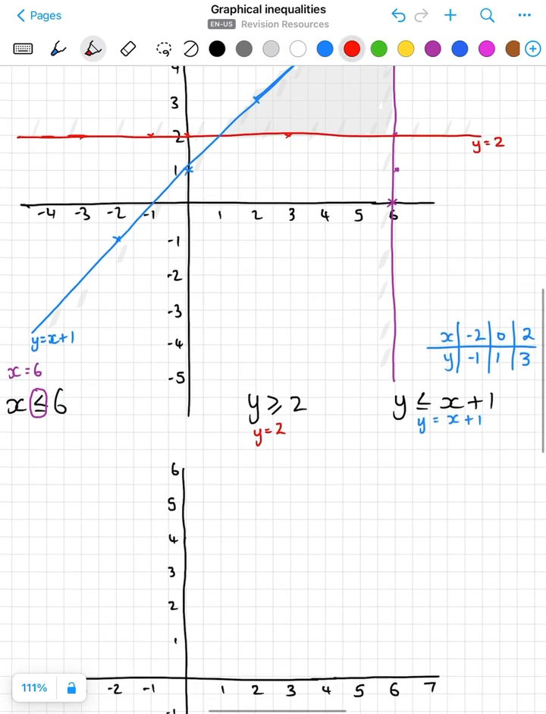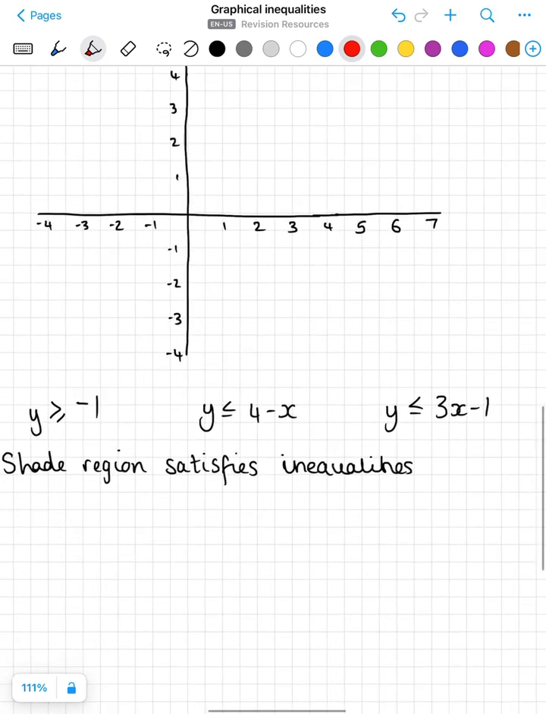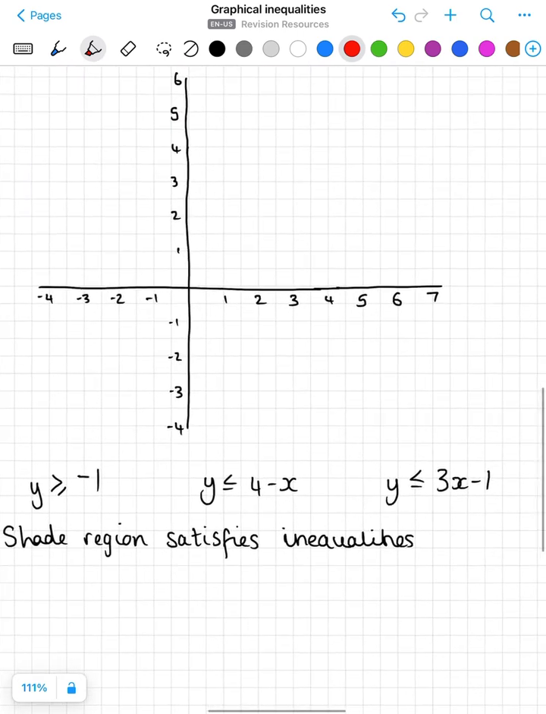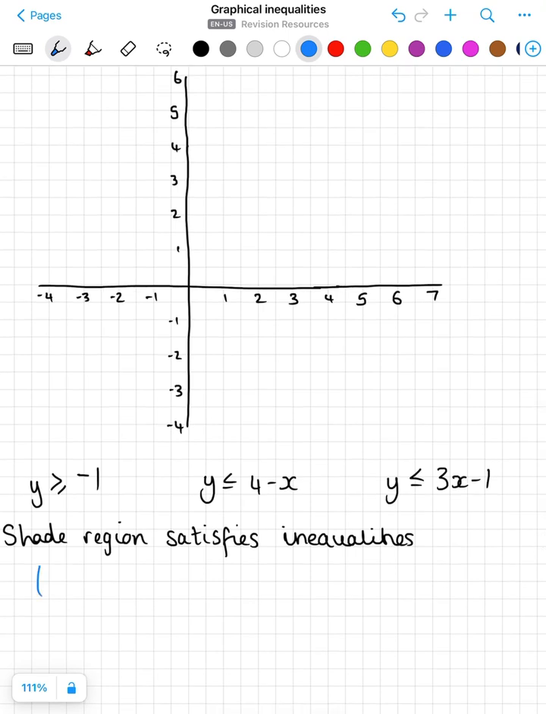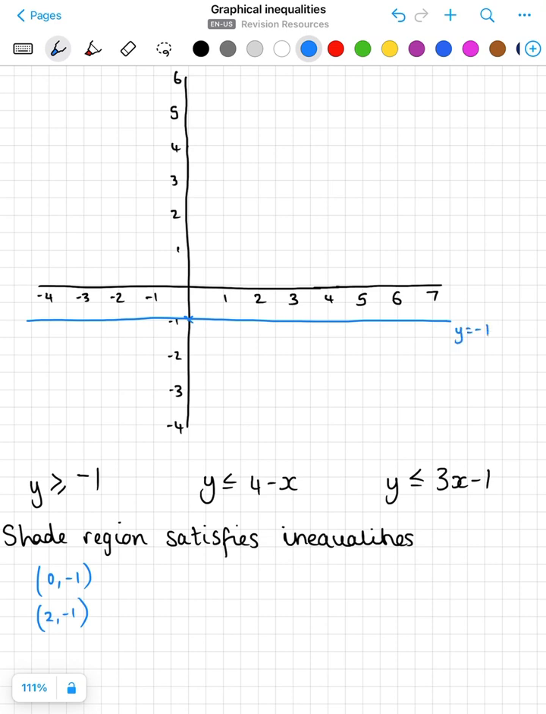Let's try again with some more difficult inequalities. Starting with y is greater than or equal to minus 1. So we can think of our coordinate method, think of an x coordinate, and the y coordinate is always minus 1. So where the y coordinate is always minus 1 is here. We go solid line because we are or equal to, and that's the line of y equals minus 1.